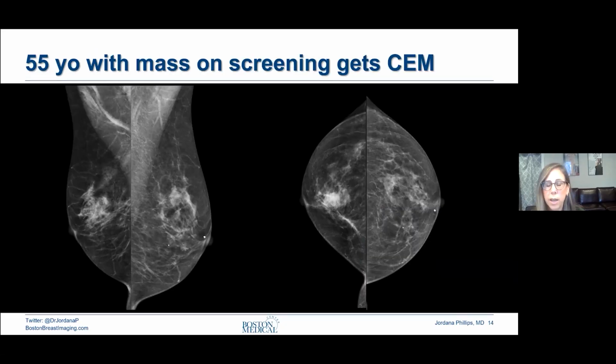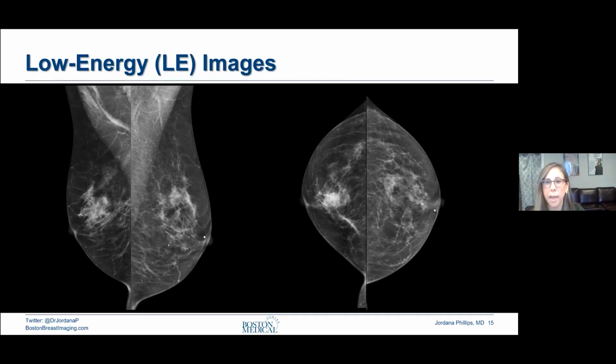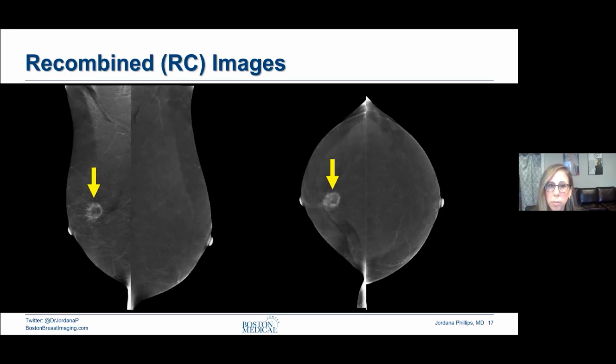So let me show you an example of a contrast mammogram. This was a 55-year-old woman who had a mass on her screening, and she was recalled, and she had a diagnostic contrast enhanced mammo. These are her low energy images. Again, they look just like a 2D mammogram. Remember that the iodinated contrast has already been administered. There is already contrast within the breast. We just don't see it. So these are the low energy images, and you can see that there's a mass in the right breast. Can't really appreciate its margins that well. But then look at the recombined images.